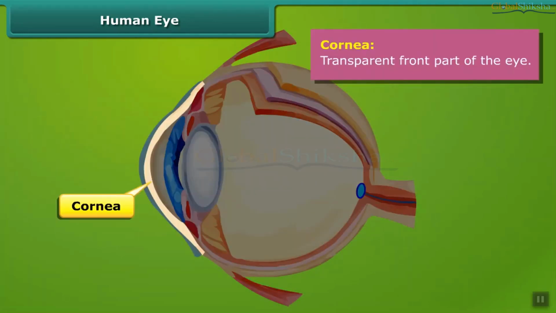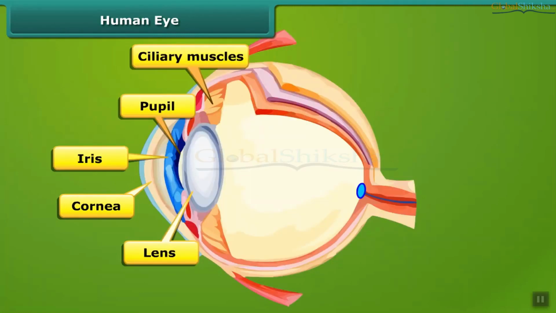Cornea. It is the transparent front part of the eye. It does not have blood vessels.